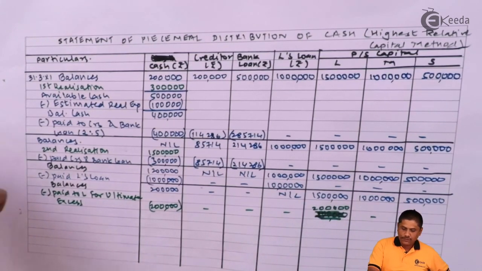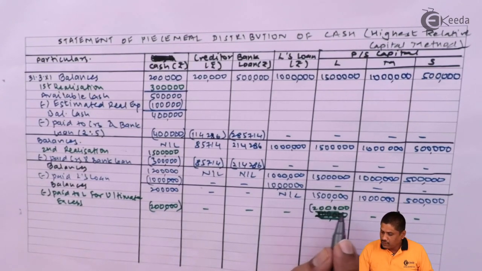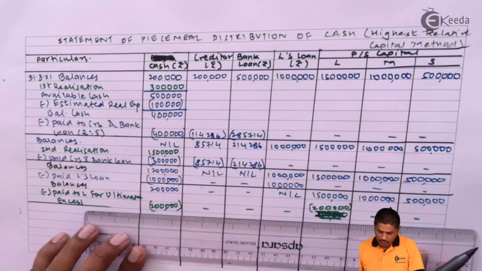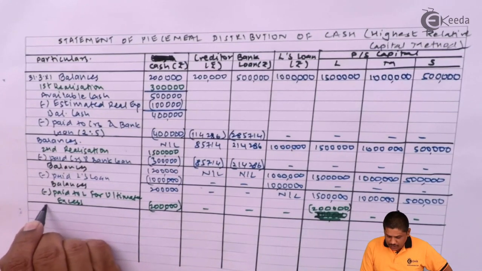Right. So, my cash box has become 0 again. I have paid. My cash box has become 0. I need to again take the balances. What are my balances? Cash box has become 0.